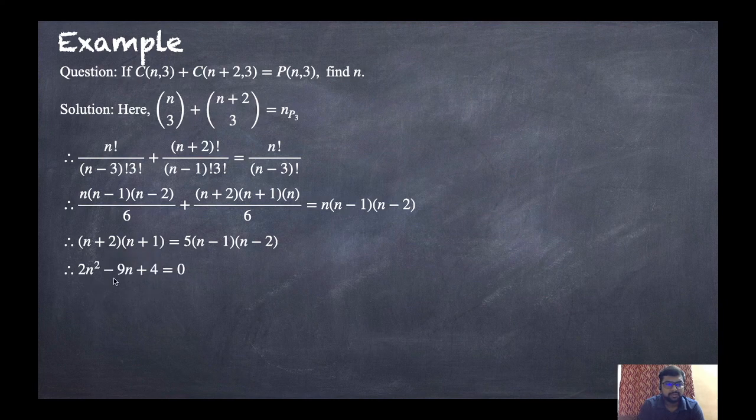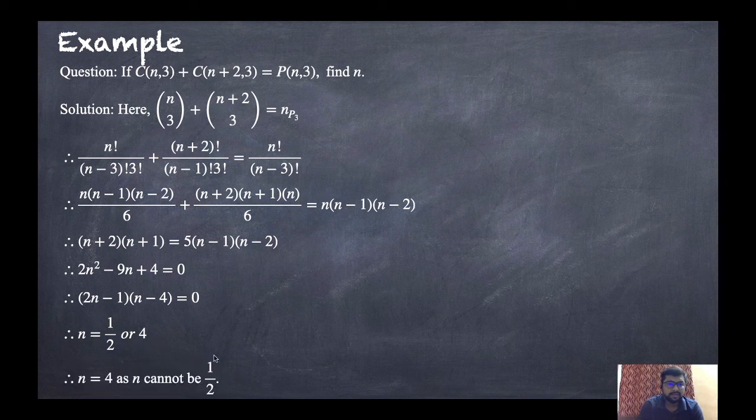So that is 2n squared minus 9n plus 4 equals 0. Just factorize it. That is (2n minus 1)(n minus 4) equals 0. So what will be n? 1 by 2 or 4? Now 1 by 2 cannot be the true answer because n is a number of objects, so half an object is not possible. So n is 4, as n cannot be half. So n is 4. Thank you.